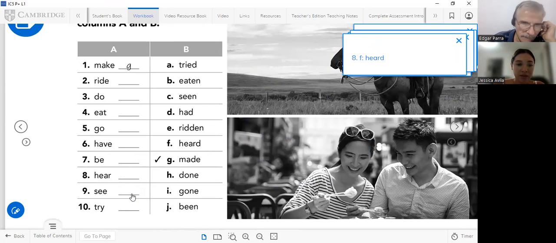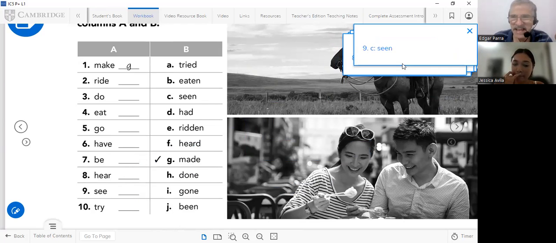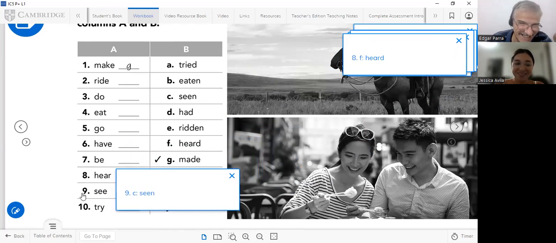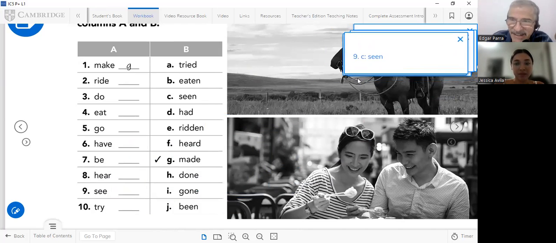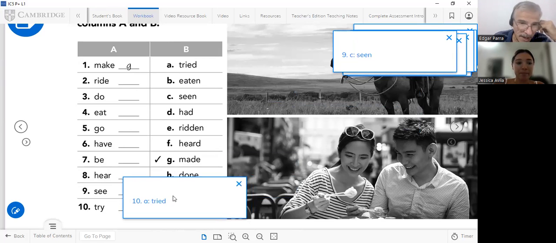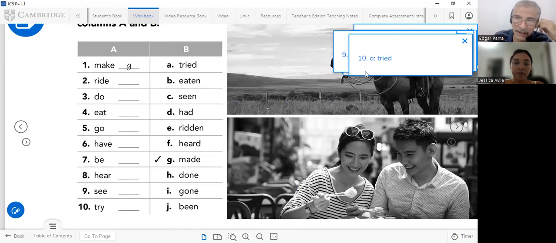It's letter C. Seen. The past participle is seen. Okay. The last one. Try. It's letter A. Tried. Remember that this is regular, so you pronounce tried. Okay? Good.